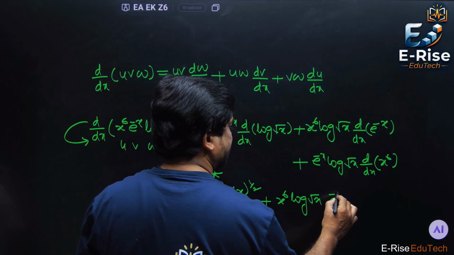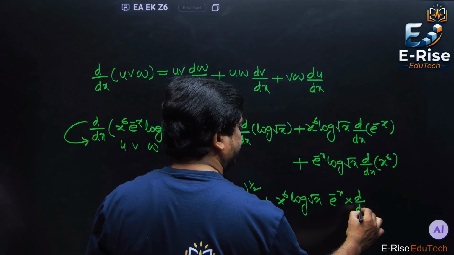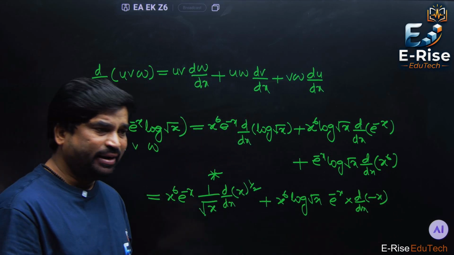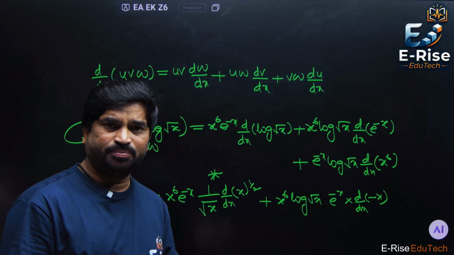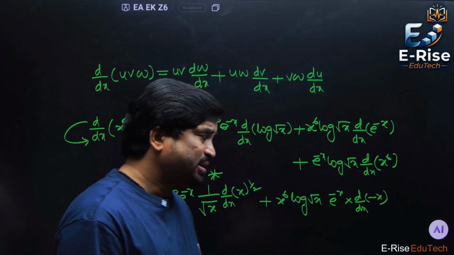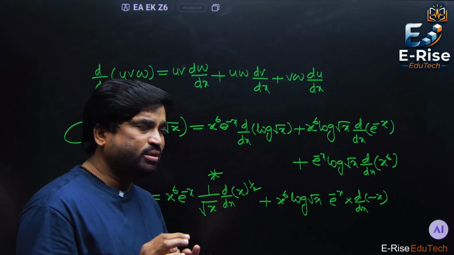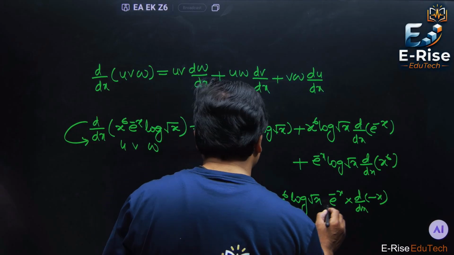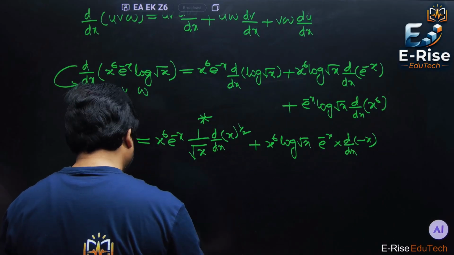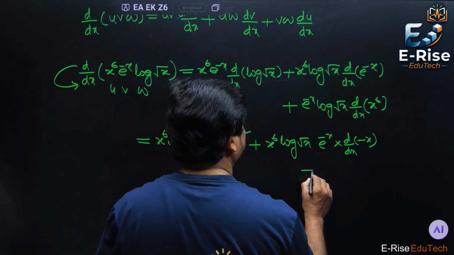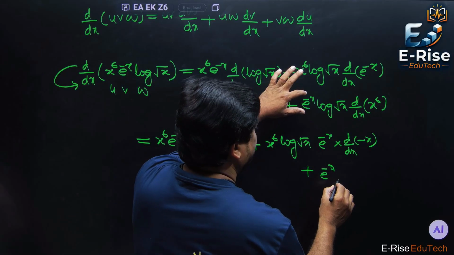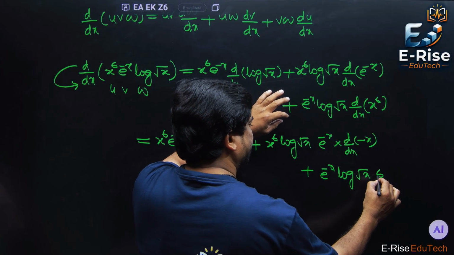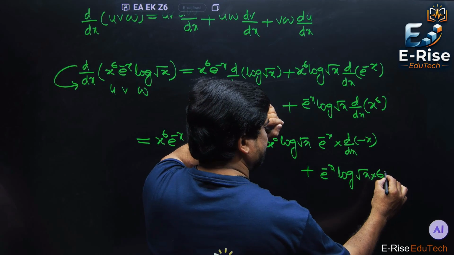Here e power minus x into d by dx of minus x. Normally, x to the power 1 without any multiplication, without any negative value, no need to apply the internal differentiation. But here minus x is there, so compulsorily apply the internal differentiation. Here plus e power minus x, this one log root x, and d by dx of x power 6 means x to the power 5.